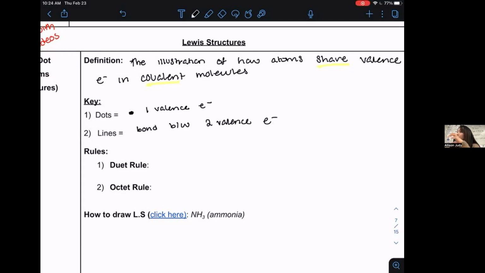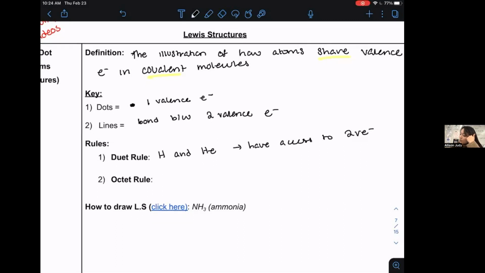So we have a couple rules that we already know. How do we make sure that we draw these correctly? Well, for hydrogen and helium, we need to make sure they have access to two valence electrons. VE is shorthand for valence electrons. And for the octet rule, most all atoms will want to have access to 8 valence electrons, right? Like the noble gas.